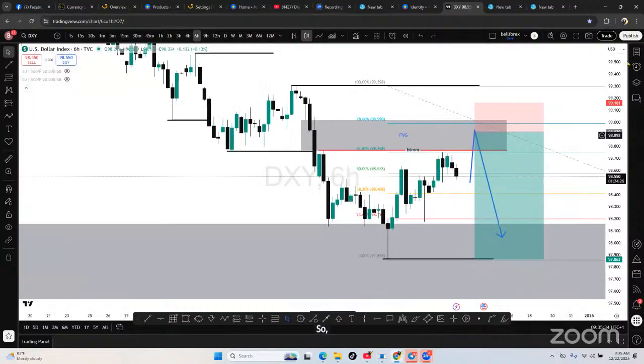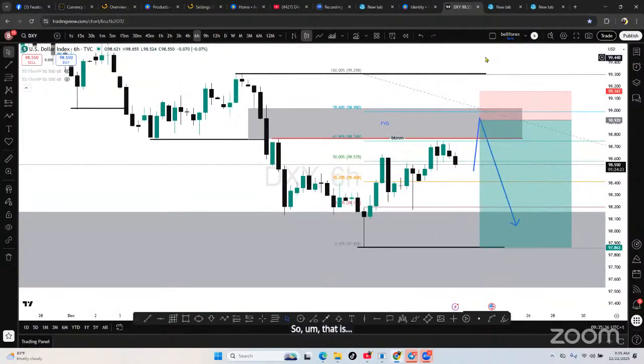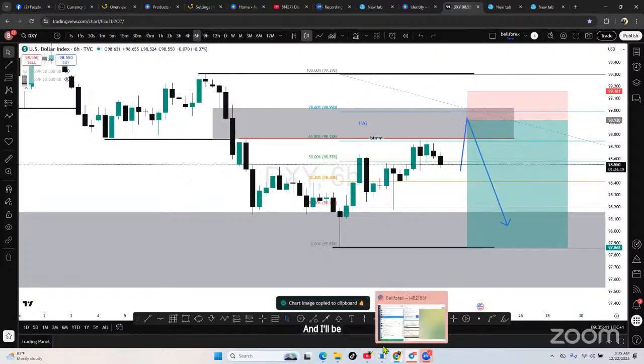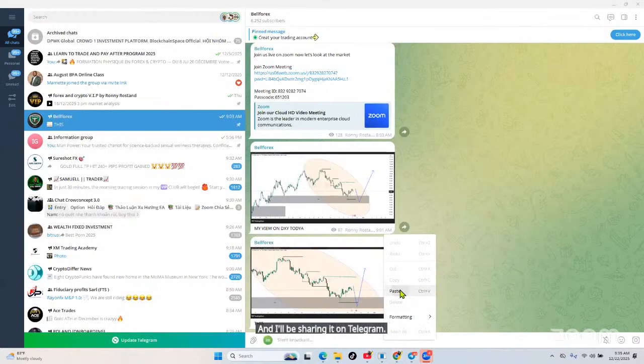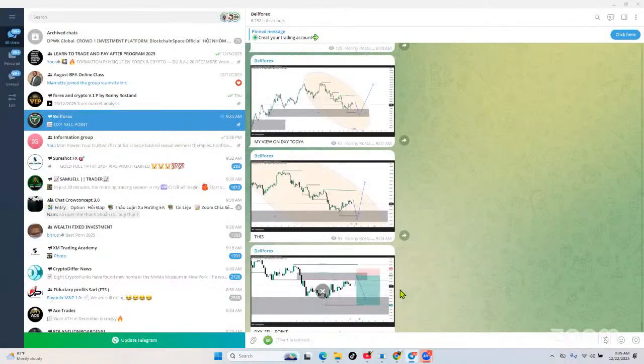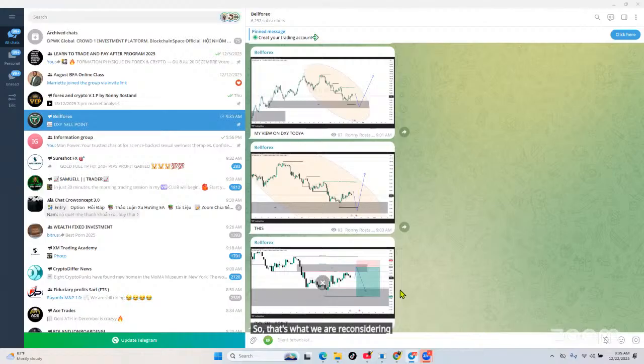So that is my view for the DXY, and I'll be sharing it on Telegram. So DXY sell point. That's what I will be considering for the DXY as a sell point.